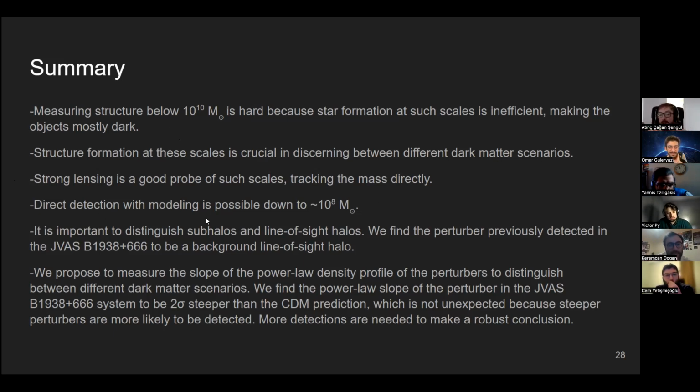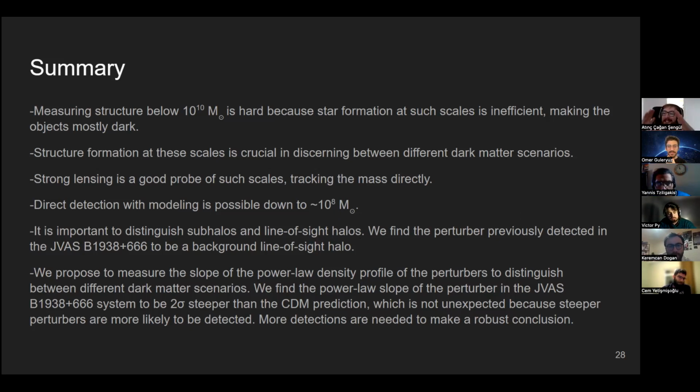And direct detection is possible down to 10 to the 8 solar masses using these objects, using James Webb Space Telescope and Hubble Space Telescope. It's important to distinguish between subhalos and magnified halos. We showed that it is possible, and we've done so. And in the future, we'll build a pipeline to do that automatically. And also, we're able to measure the density profile of these objects.